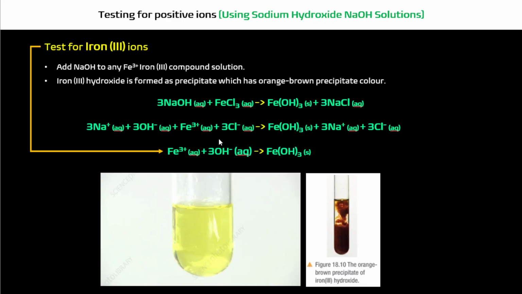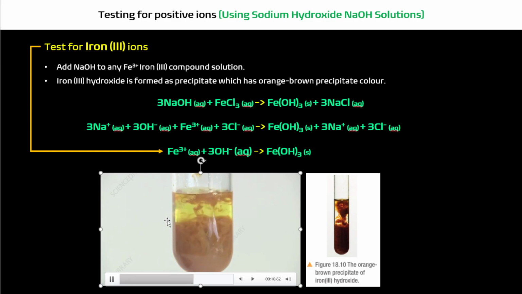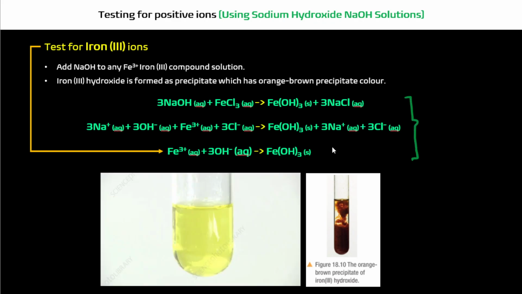For testing iron 3 ions, such as iron 3 chloride, what you would do is similar to your previous experiments. Add sodium hydroxide and an orange-brown precipitate of iron 3 hydroxide will be formed. Let's take a look at the video. First, you would have your iron 3 chloride, and then you're going to add sodium hydroxide, and you see that a solid precipitate of iron 3 hydroxide is being formed. Again, please write down this ionic equation and your final ionic equation as well. They might ask you about that in the exam.